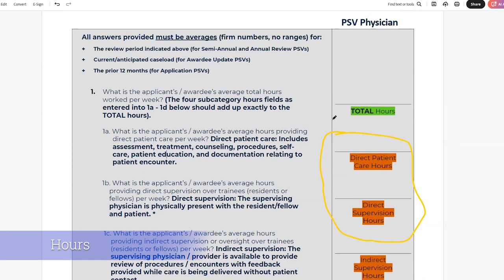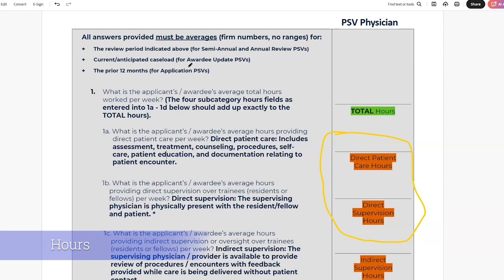The hours should be averaged on a weekly basis. For semi-annual and annual reviews, your hours may fluctuate widely on a week-to-week basis, which is quite common for our awardees. In this case, you can add up the hours you worked during the review period and then divide the sum by number of weeks in the period to obtain your average for each subcategory. If this is an awardee update PSV, you can input the current weekly hours you are working or anticipating. For application PSVs, please calculate the average for the prior 12 months.